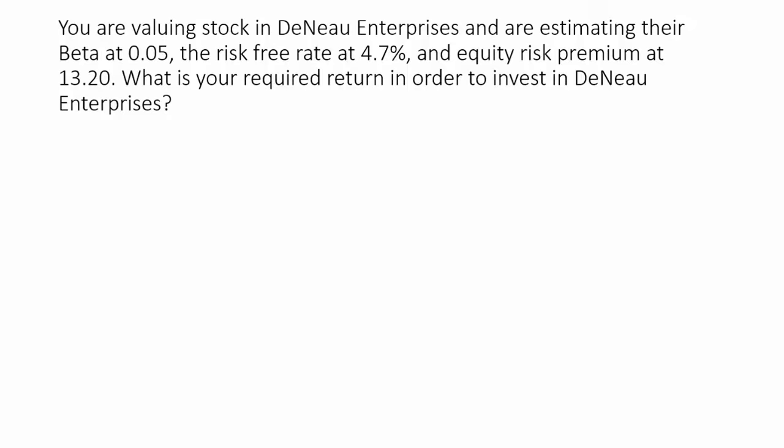All right, now we are working another problem trying to determine what the required return is on a particular stock. The one we're looking at now is this company, DeHan Enterprises. We're estimating a beta of 0.05, a risk-free rate of 4.7, and an equity risk premium of 13.2. Okay, so we have a beta of 0.05.